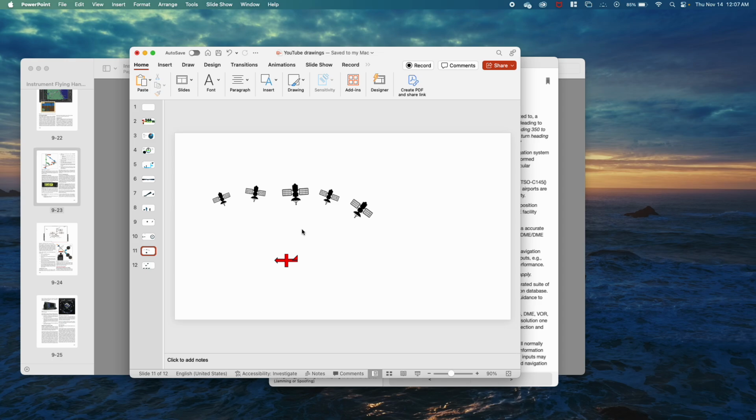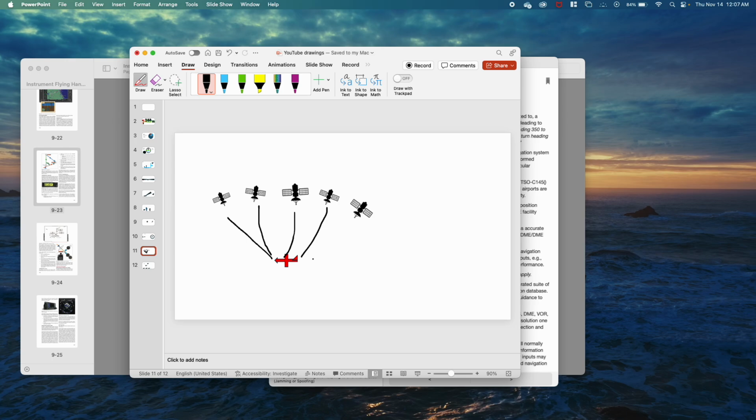GPS triangulates your position using satellites instead of VOR and DME. So if we have 3 satellites, 1, 2, 3. Boom, boom, boom. It triangulates your position into a 2-dimensional plane. So you know your 2D location. If we add one more, now you can triangulate your position in a 3D plane, 3D position. But in aviation, we want to be a little more precise, so we have 5 satellites.